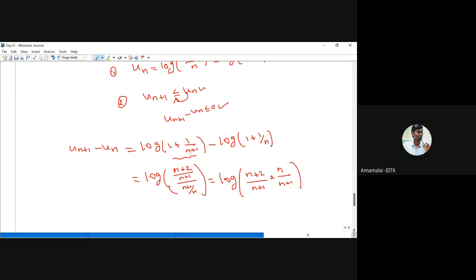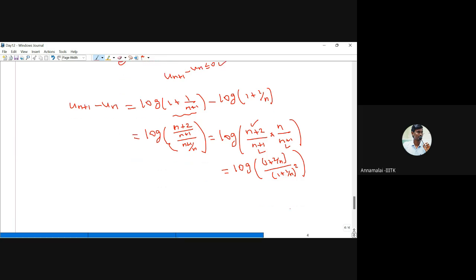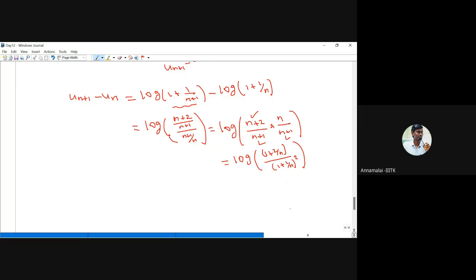Okay. Now you can cancel it, and then because in the numerator you can take n outside, already n is there, therefore n square. In the denominator also you can take n from here, so you can cancel n square. So finally what you'll get, therefore log of, in the numerator we have just 1 plus 2 by n. In the denominator actually n plus 1 whole square, therefore we get 1 plus 1 by n whole square. Okay. Correct, right?